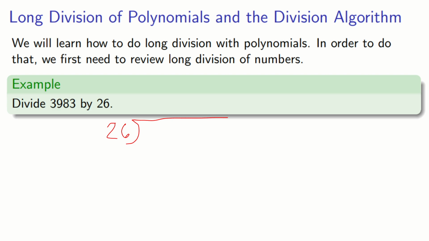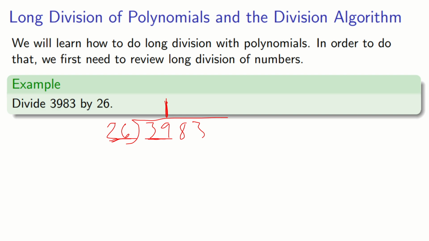So to do long division, we take the 26 and we want to divide 3,983 by 26. If we recall how to do long division, we take this 26 and we ask how many times can it go into this 39, right? Well, I know it goes in there at least once. Can it go in there twice? No, it cannot. So I just put a 1 up here above the 9.